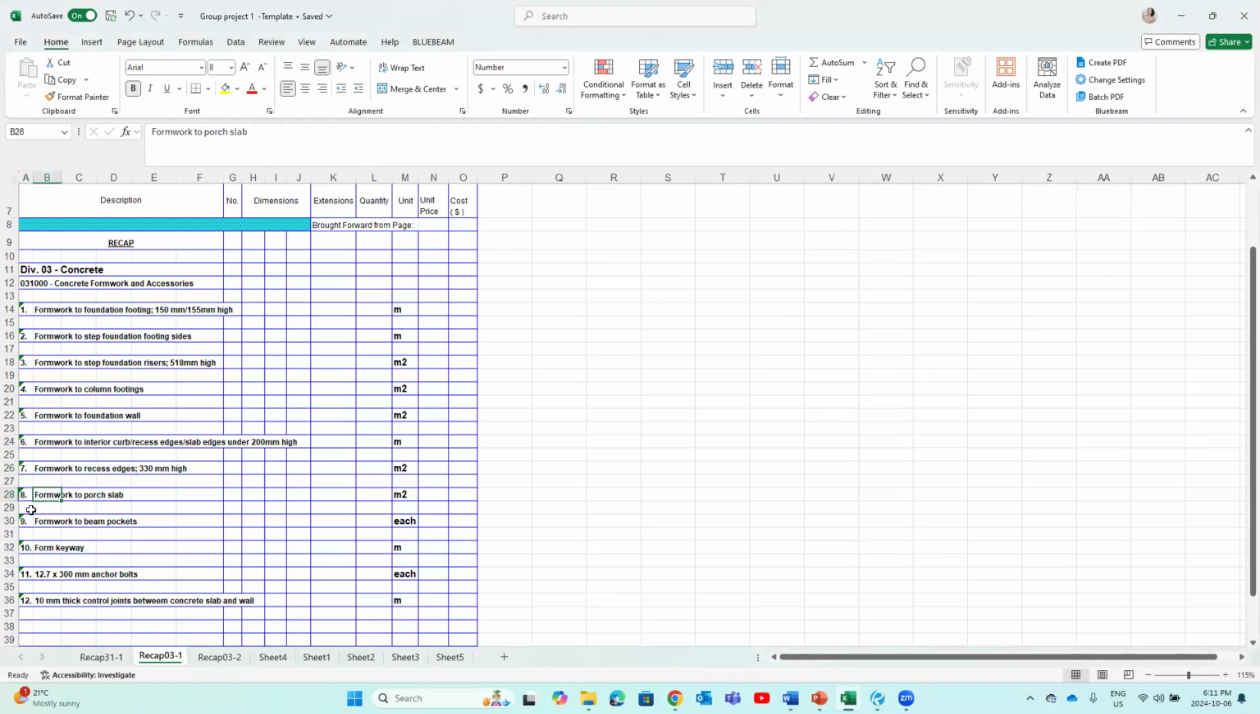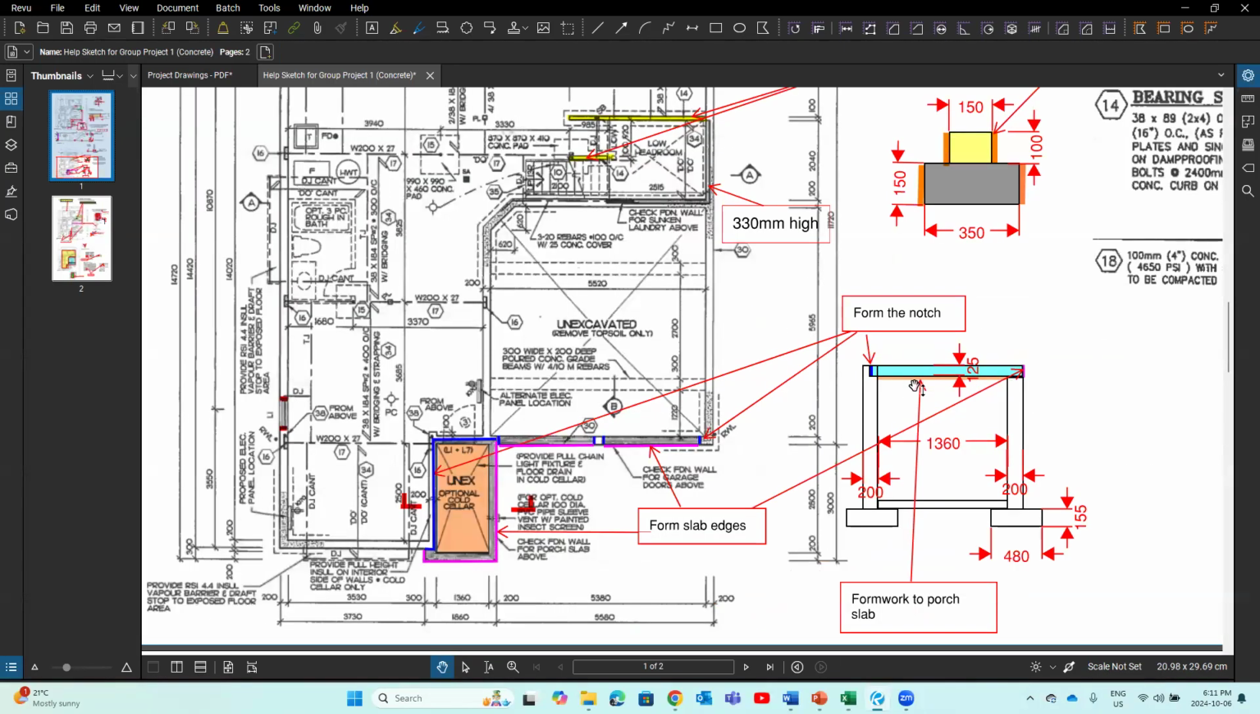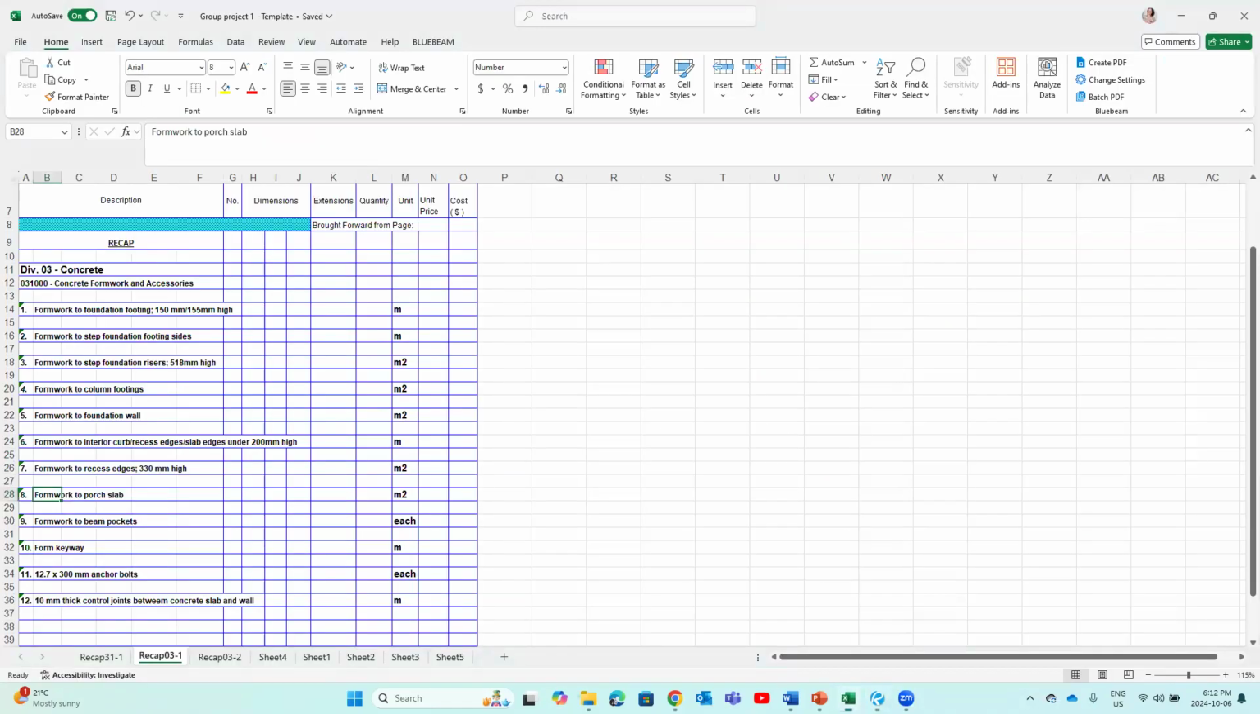So item number 8, formwork to porch slab. We already mentioned that, right? That's this formwork, this piece of the formwork. This is how it looks like under section, that is under foundation plan. That's this area. Okay. That's formwork to beam pocket.